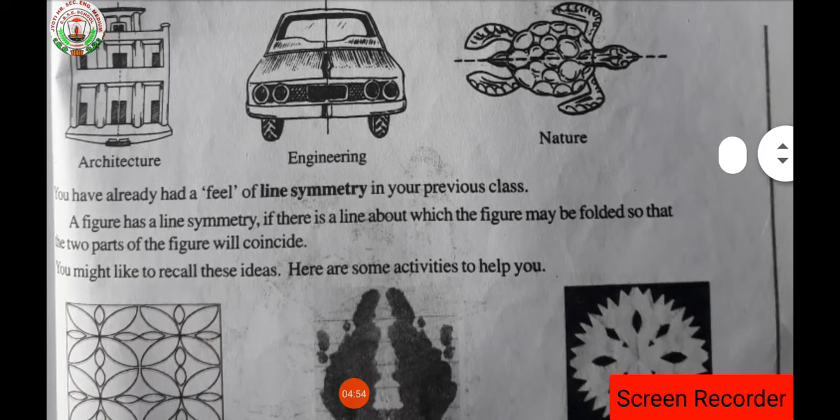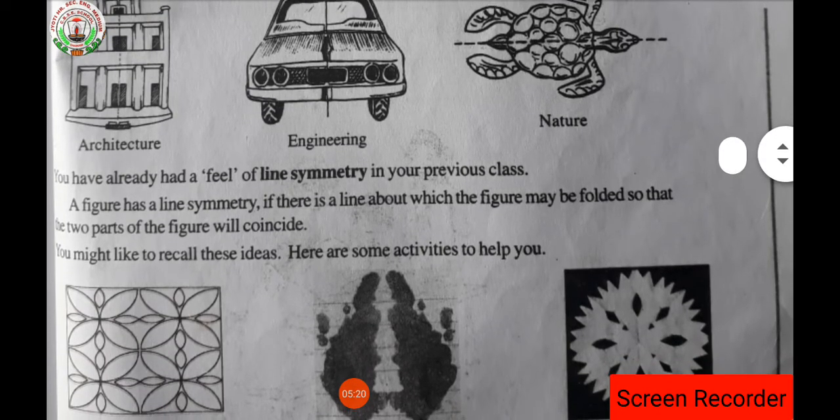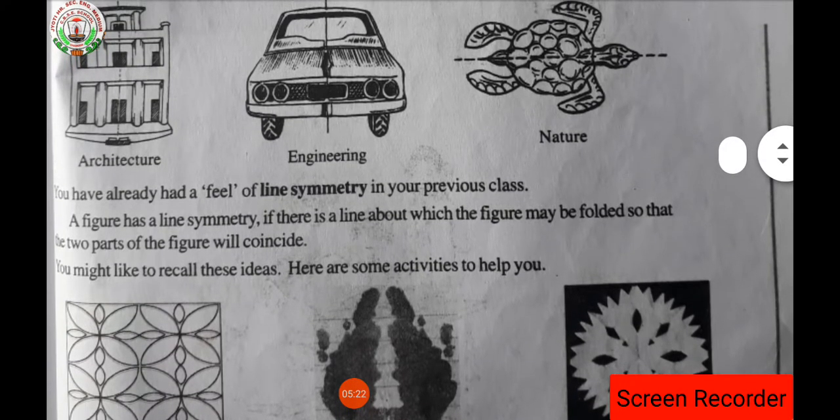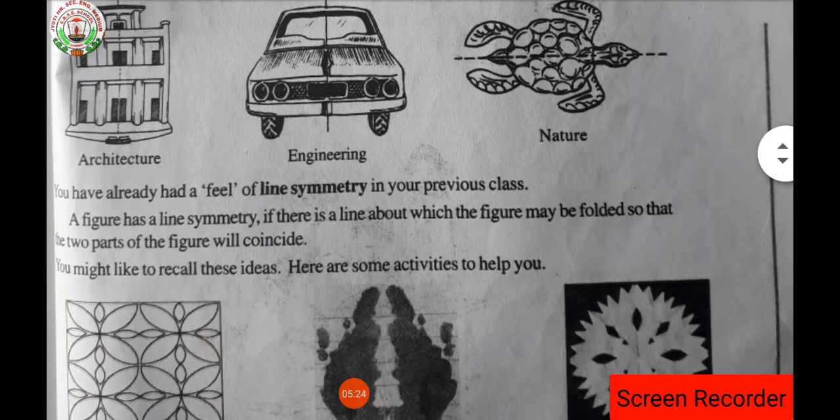You have already heard of line of symmetry in your previous class. We had already studied this symmetry in class 6th also, isn't it? Now we are going to study some different, advanced form of it. A figure has a line symmetry if there is a line about which the figure may be folded so that the two parts of the figure coincide. Suppose we are having as an example a tortoise being drawn on a square or rectangular sheet of paper.